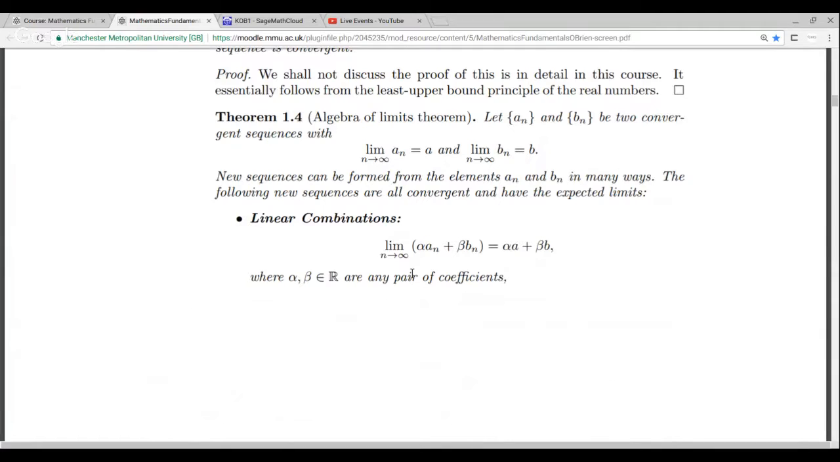And the limit that it has is very nice. The limit that it has is the same linear combination of the limits, the same coefficients alpha and beta working on the limits that were used in the construction of the sequence.